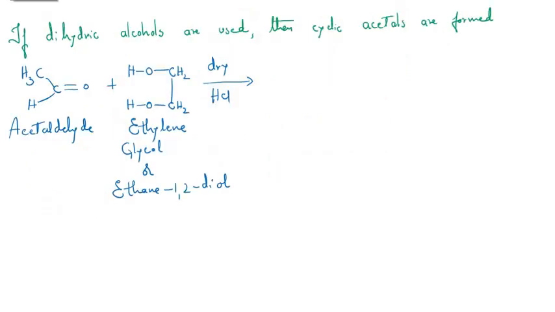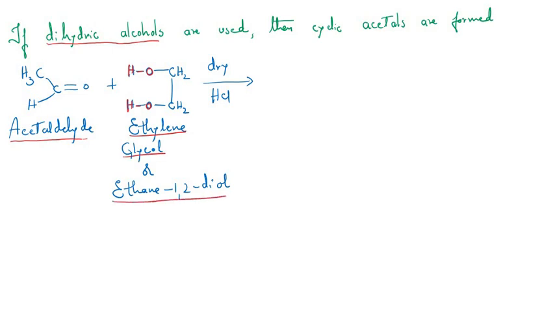Now students, in the earlier reaction I considered the reaction of an aldehyde with monohydric alcohol, but now the question arises, what happens if I take a dihydric alcohol? Dihydric alcohols are those in which two OH groups are present within the molecule. So here there is an aldehyde, that is acetaldehyde, and here you can see we are having OH and here also OH which are present within the same molecule. So this compound is commonly called ethylene glycol, or it is simply called ethane 1,2 diol.